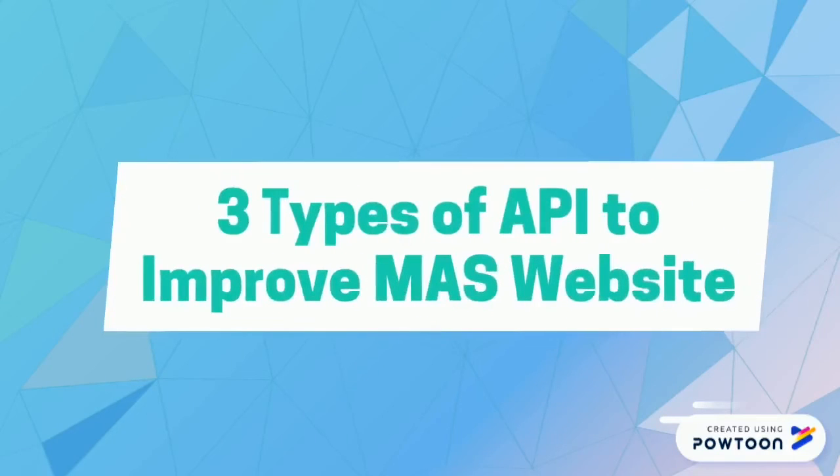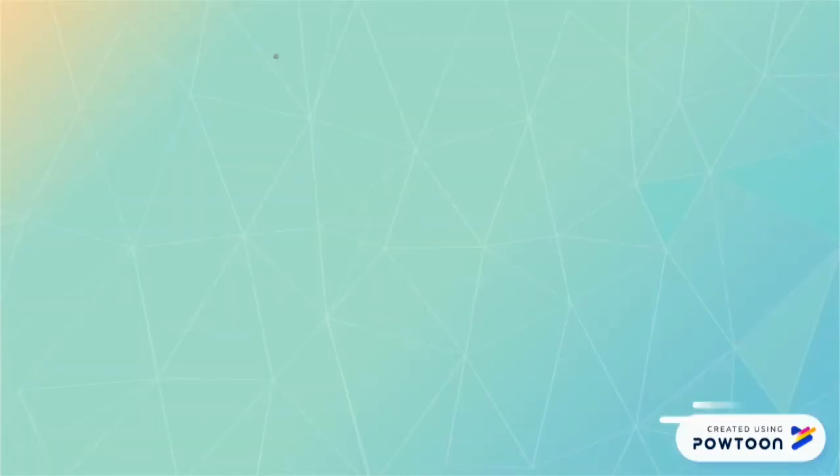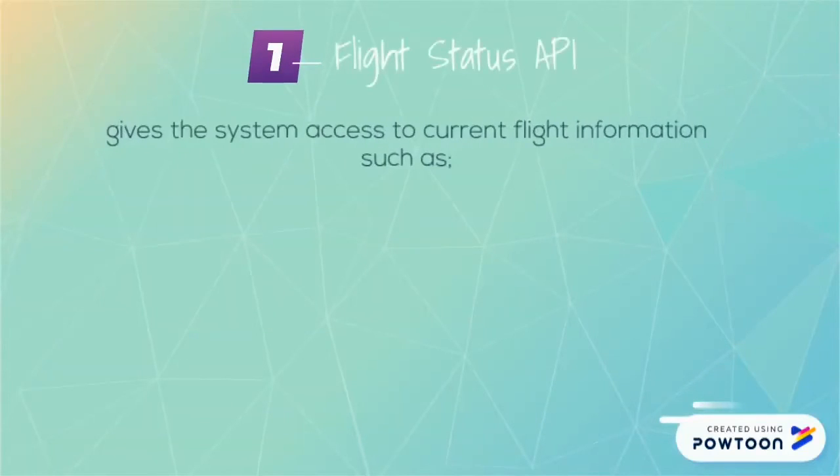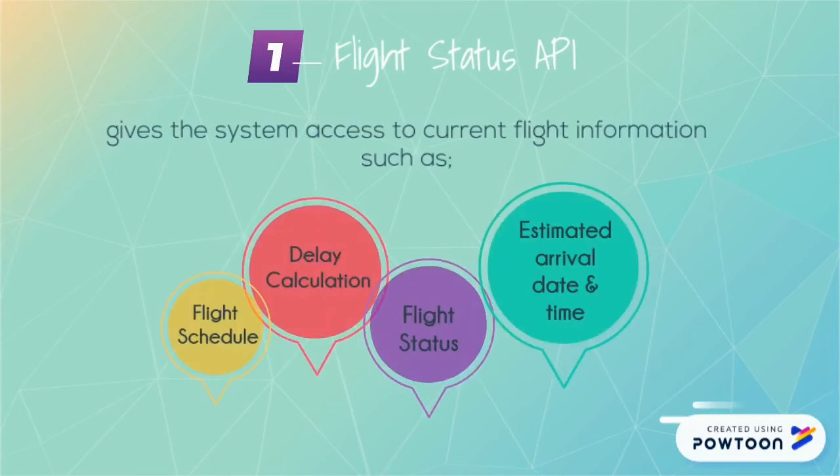Now, 3 types of API to improve the Malaysia Airlines website. First, the Flight Status API that will give the system access to current flight information such as flight schedule, D-Day calculation, flight status, and estimated arrival date and time.